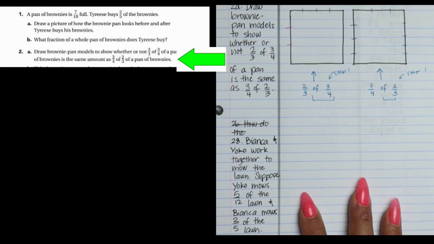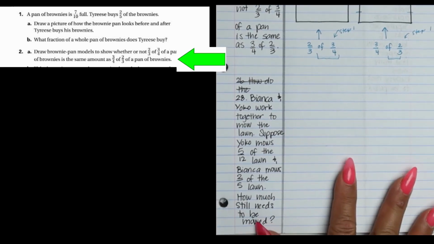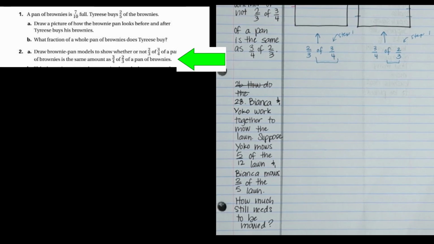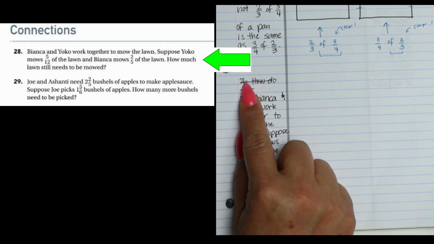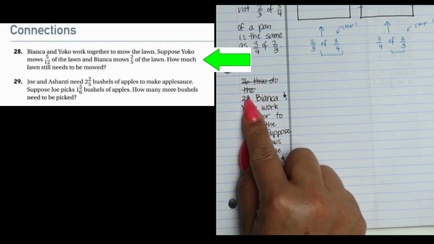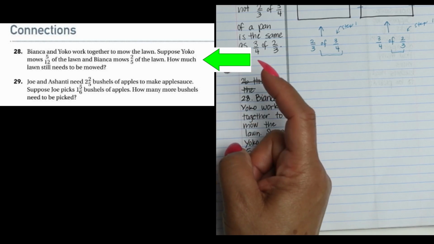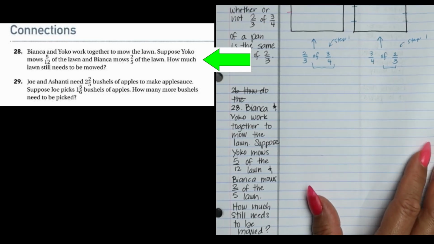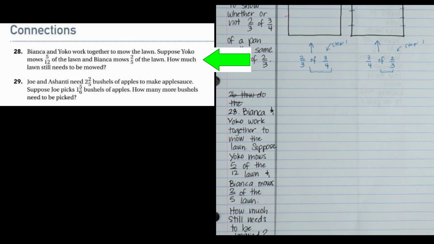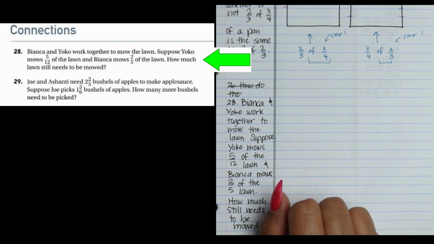The next problem is number 28. Okay, boys and girls, here's number 28. I made a mistake there, so I crossed this out. This is nothing. Here's 28, and it's the same as what I highlighted here with the arrow. Bianca and Yoko work together to mow the lawn. Suppose Yoko mows 5/12 of the lawn and Bianca mows 2/5 of the lawn. Show how much lawn still needs to be mowed. But how would you answer that? Let me give you a hint.